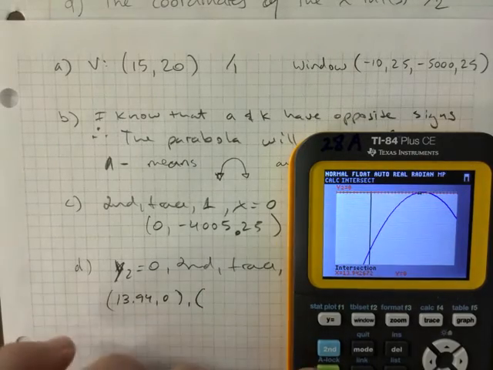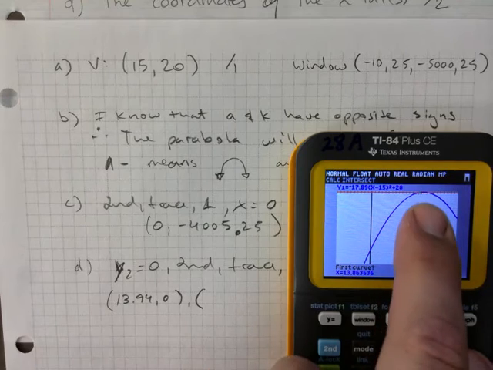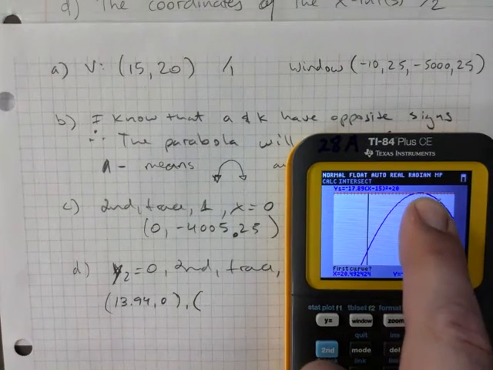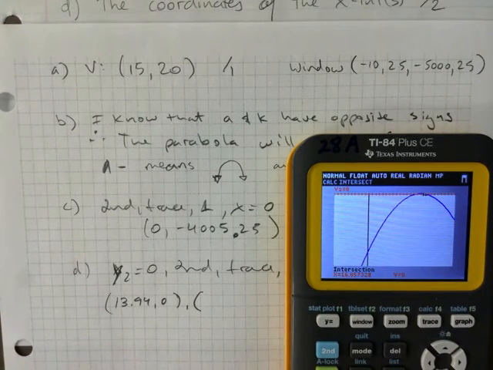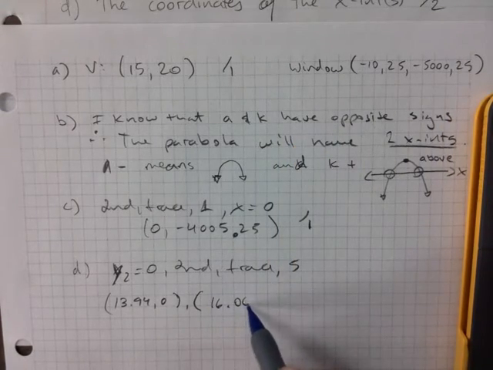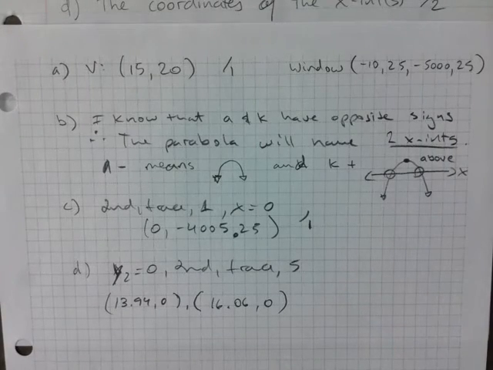Okay, and then the second one, that's when you have to travel a bit. Second trace 5, you have to go a little bit closer to the other one. Even if you go past it, it's better because now it will find the one closest to it. So that one is 16.06. 16.060. Okay, there we go.